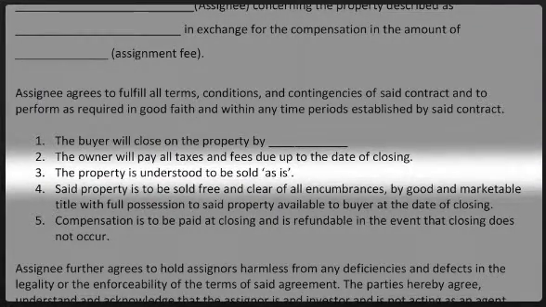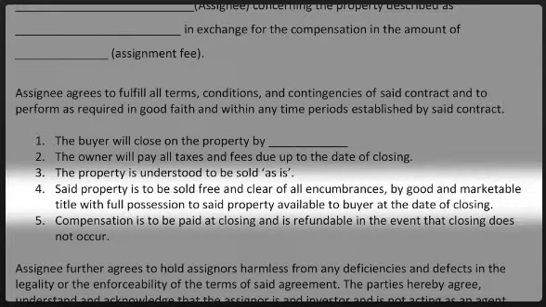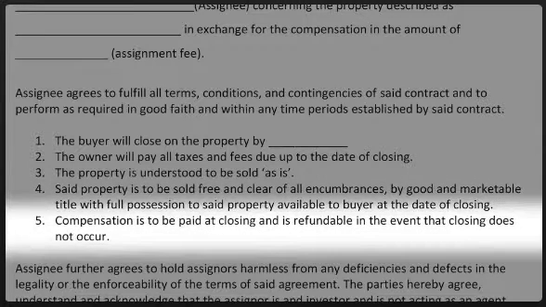The property is to be understood to be sold as is. Said property is to be sold free and clear of all encumbrances by good and marketable title and with full possession to said property available to buyer at the date of closing. Compensation is to be paid at closing and is refundable in the event that the closing does not occur.